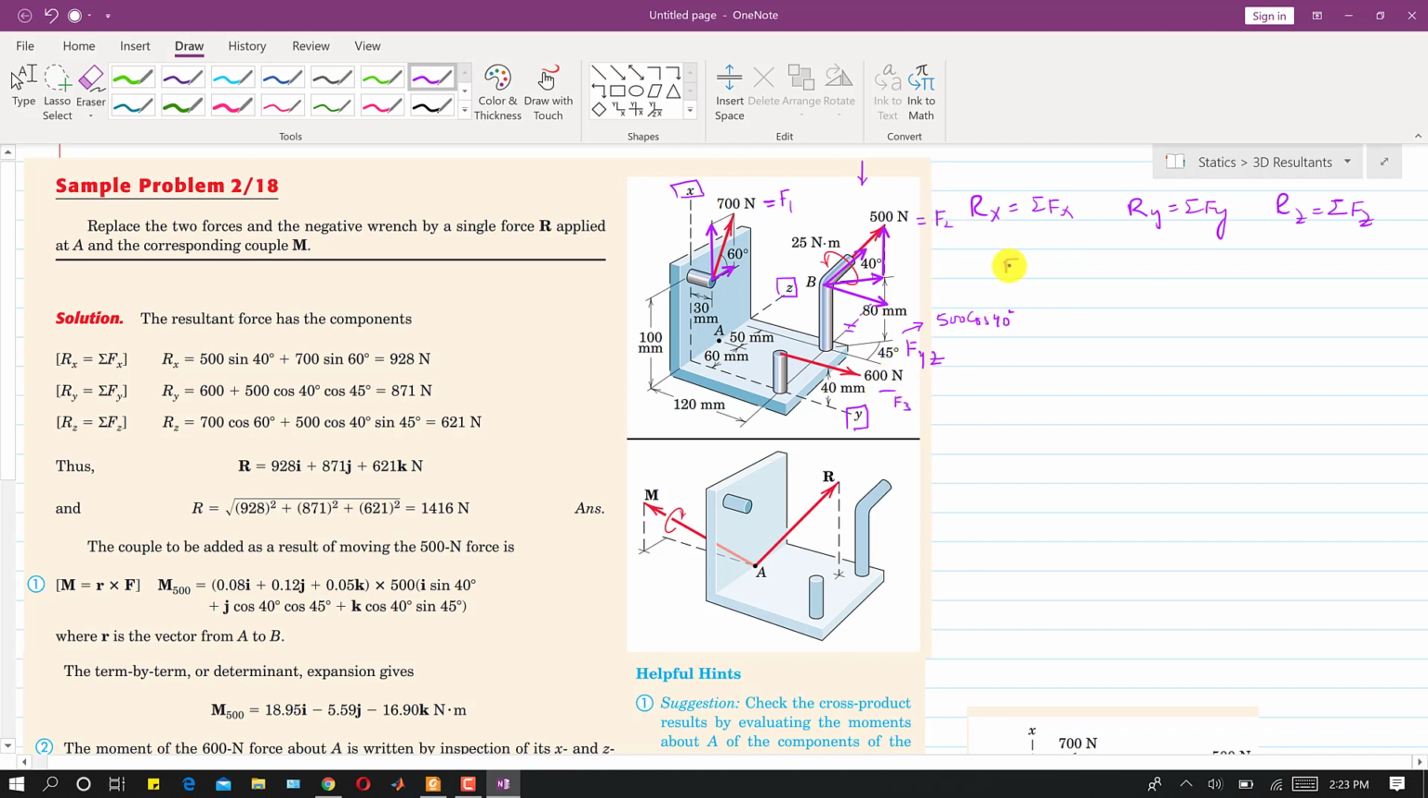So if I represent this F1 in terms of its components, then one component is along the Z axis, and this is along the X. So I will write that F1 is equal to 700 sine of 60 degrees, this component, which is in the positive i direction, and this component is in the positive z, so I can write it like this.